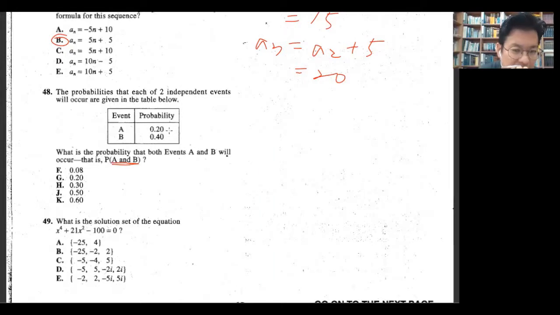Something happened first and then the other one. So we end is multiplication. So 0.2 times 0.4, which is 0.08.